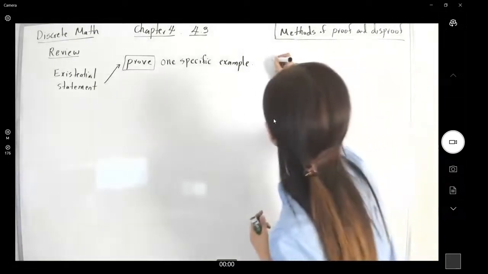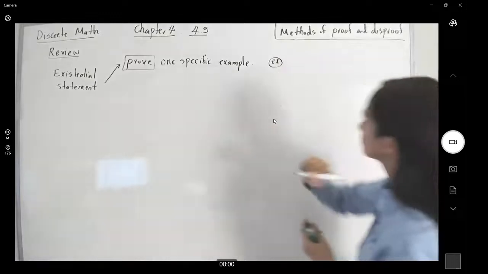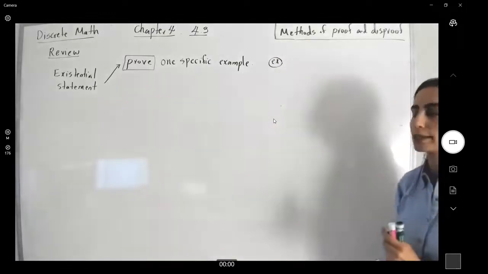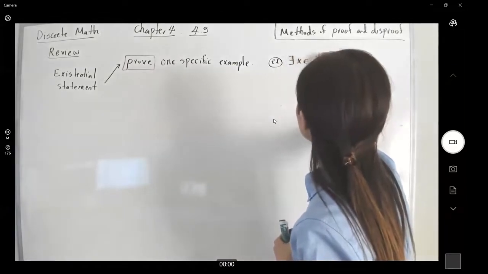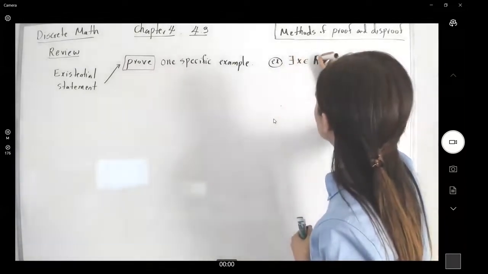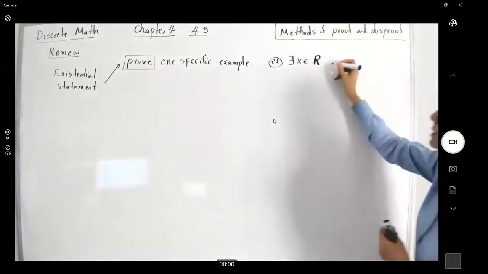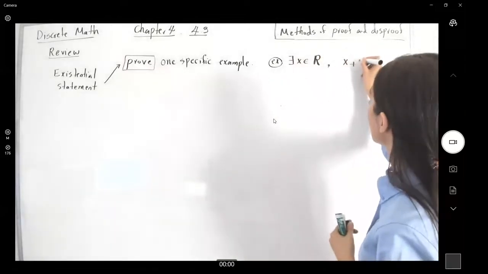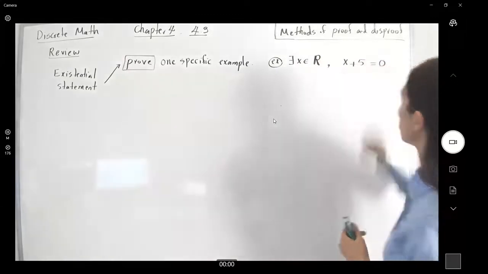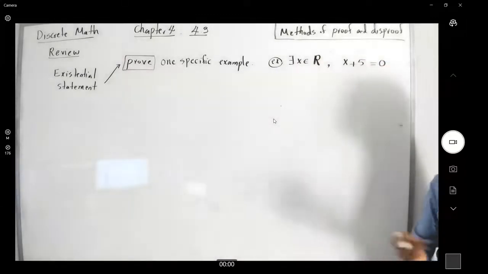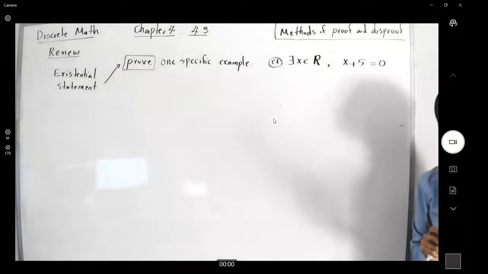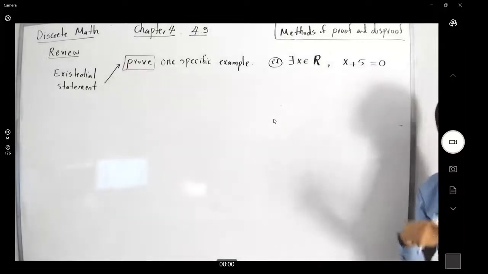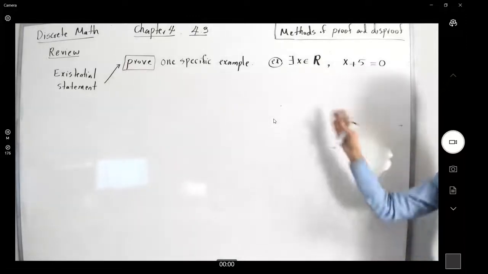For example, in this case, suppose we have this existential statement. It says there is a real number x, belongs to domain R, such that x plus 5 is equal to 0. By solving this equation, I can find that specific example, that specific object, in this case that specific number, and I'm done.